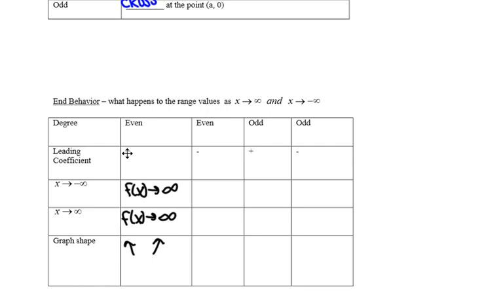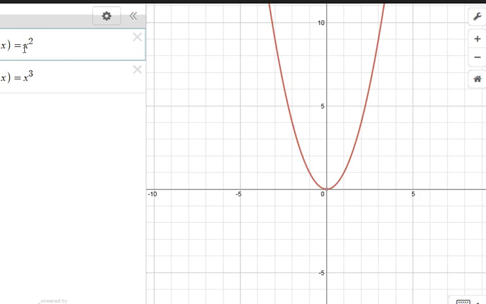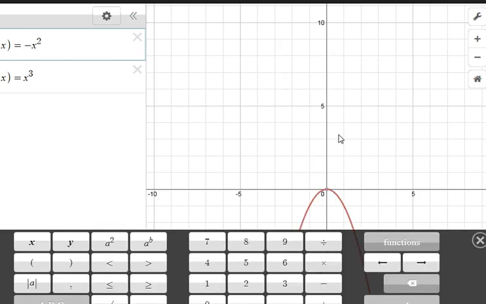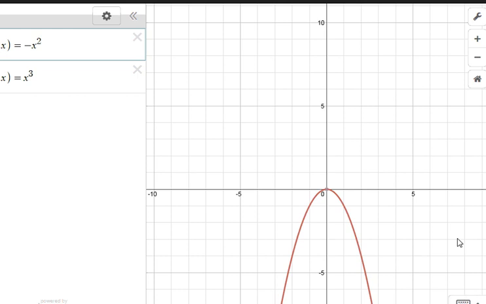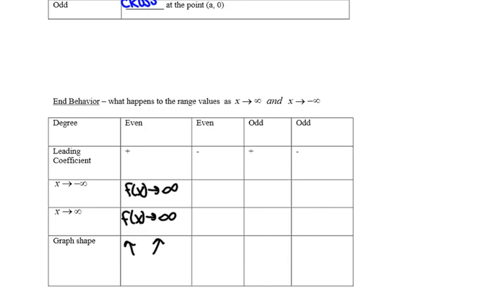Now, what ends up happening if the leading coefficient is negative? Well, that's easy to show on Desmos. Okay, let me get rid of this for you. Now notice, as x is approaching positive infinity, f of x is going to negative infinity. And as x is approaching negative infinity, f of x is still approaching negative infinity for this. Okay, so let's go back to our table then.